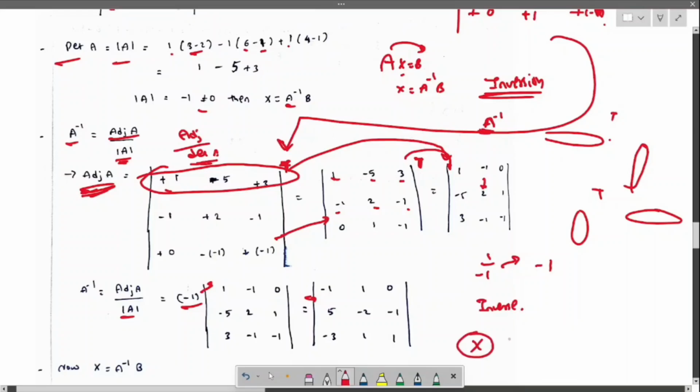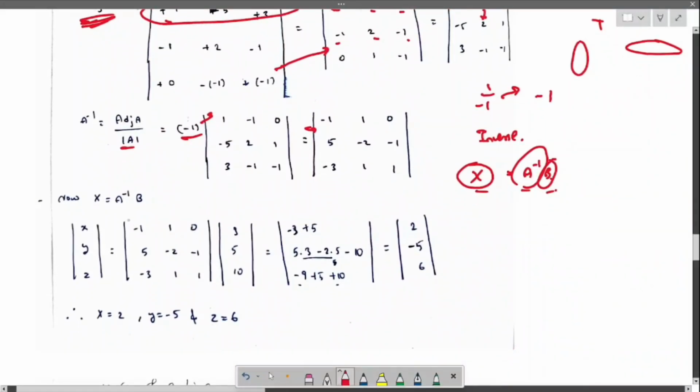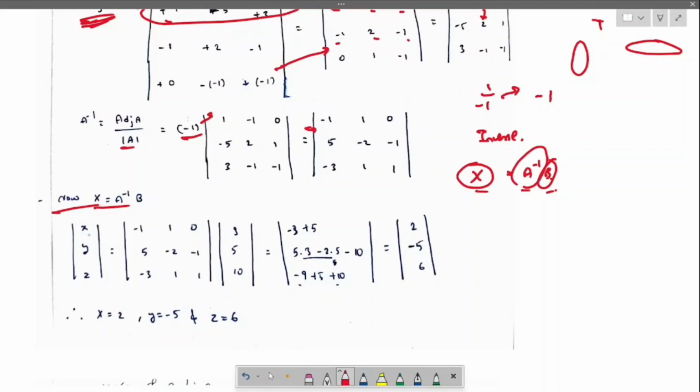Now what do we need to find? We need to find X. X is equal to A inverse B. We got the inverse, and put in the constant, since B is the constant, right? Multiply the inverse and the constant, and we will get the variable values. Now X equals A inverse B. What are the variables? X, Y, Z. What we got as A inverse, keep here. What is the constant? 3, 5, 10. Apply matrix multiplication.